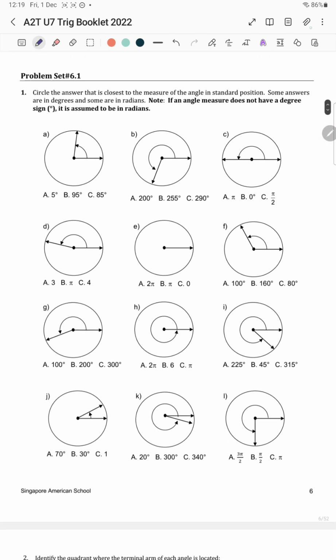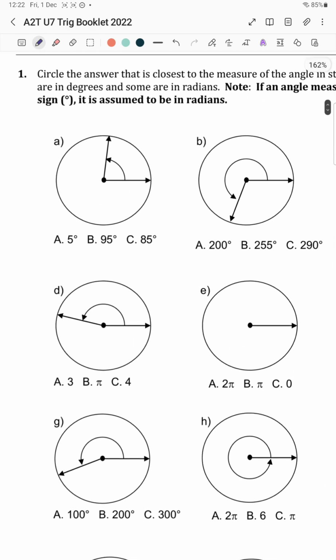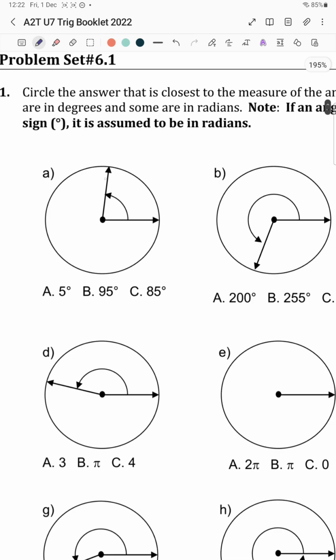Problem set 6.1. Circle the answer that is closest to the measure of the angle in standard position. Some answers are in degrees and some are in radians. If an angle measure does not have a degree, it is assumed to be in radians. So if it has degree, it means it is in degrees, otherwise it is in radians. So this is less than 90, so it must be 85 degrees.